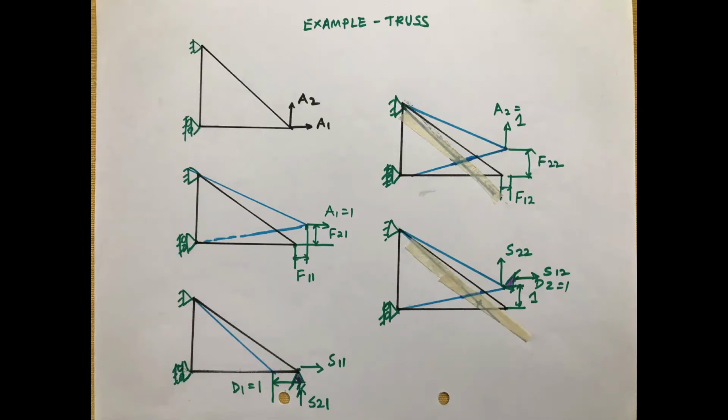What we are doing here is that we want to generate stiffness coefficients that can be generated only after applying the unit load one at a time. So if A1 is equal to 1, A2 is equal to 0. The second diagram which I am showing here, how many stiffness coefficients are generated?